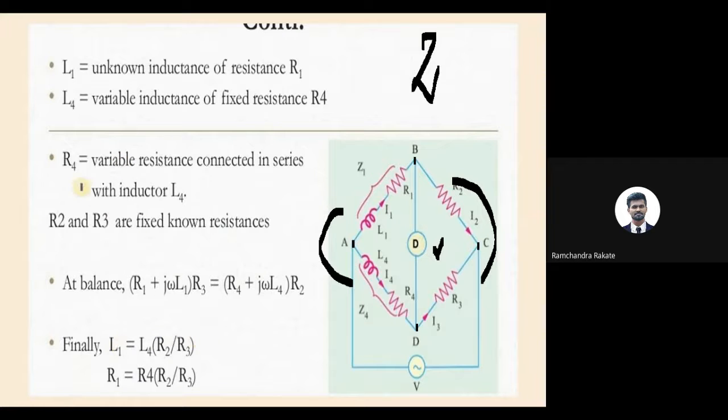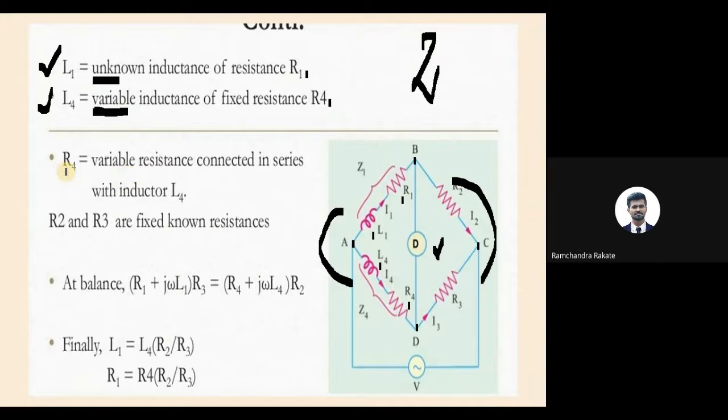Instead of directly going to the formula, let me first clear what L1 and L4 are. L1 is nothing but the unknown inductance, my unknown inductance. Along with it we have resistance R1. L4 is the variable inductance, along with its resistance R4.